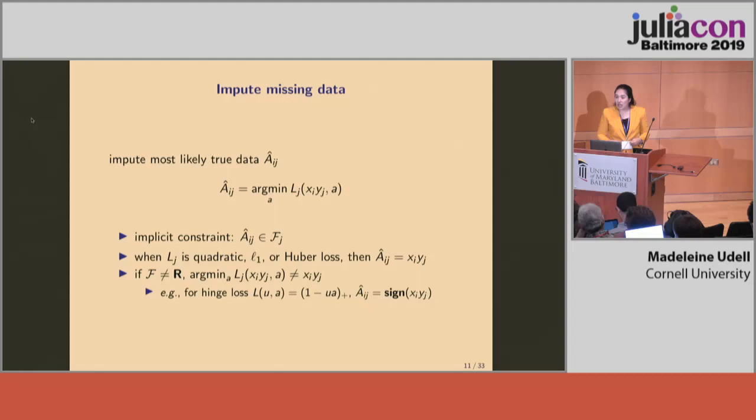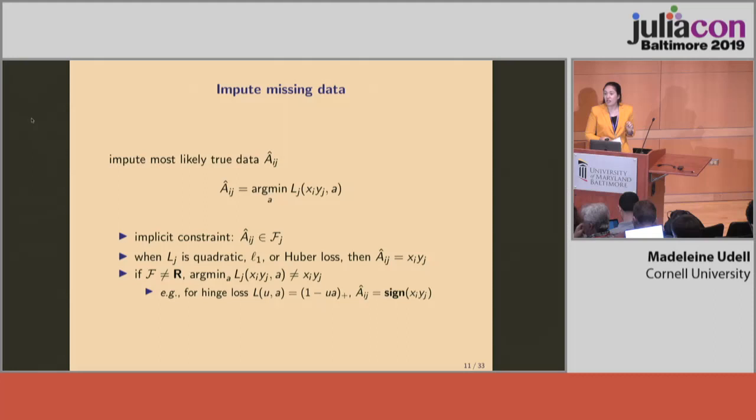And since this loss function has a certain domain, A is expected to be maybe an integer, maybe an integer between 1 and 5, maybe a string, maybe a Boolean. And so the imputations have to also lie in that domain.